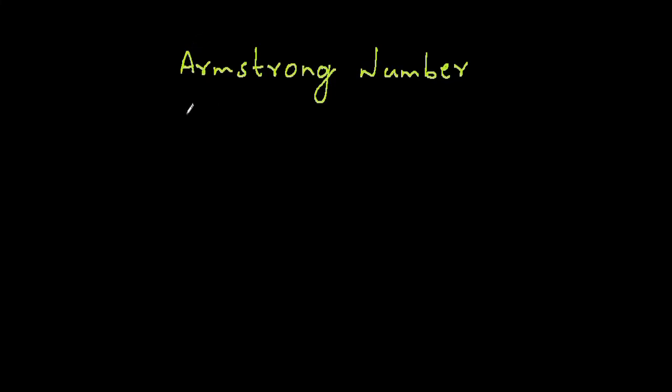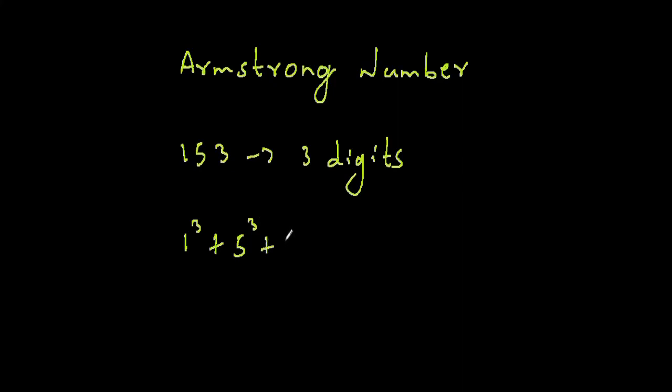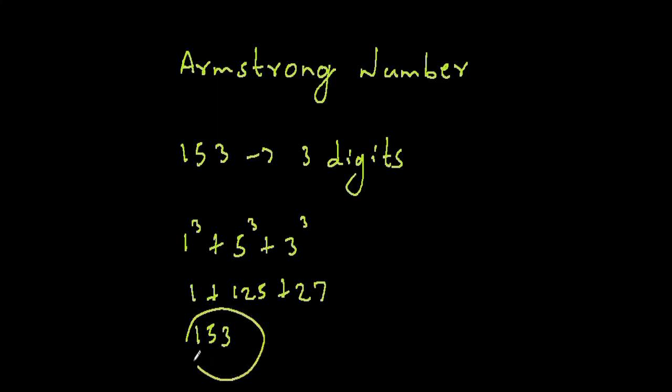Let's see a practical example. Let's consider a number 153. It has three digits. So let's raise the power: 1 cube plus 5 cube plus 3 cube, which is 1 plus 125 plus 27, and the result is 153. Sum of cube of the given number's digits is equal to the given number.